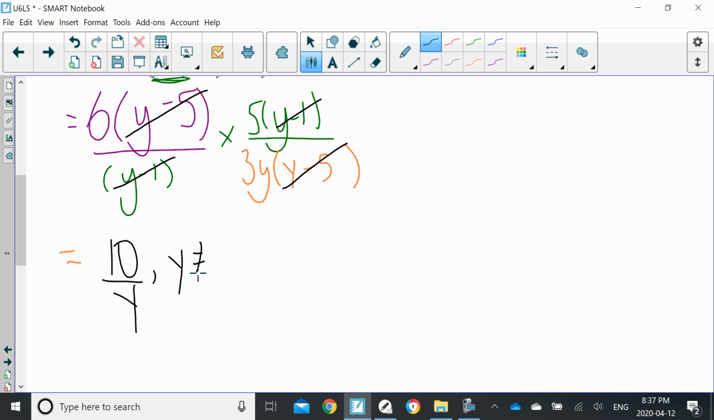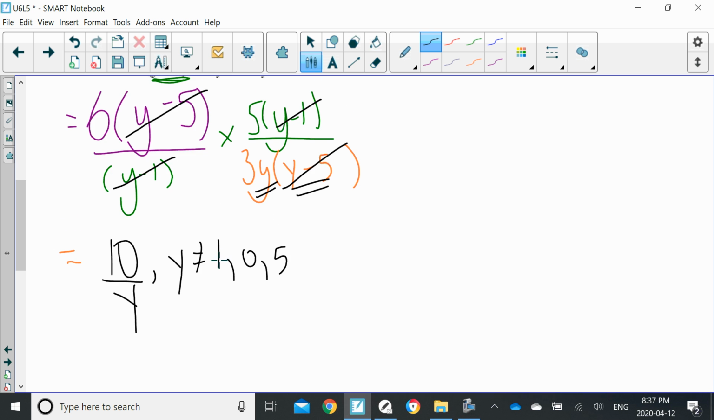So remember that we could never have a 0 in the denominator because you can't divide by 0. So to get your restrictions, you always want to be in factored form. So this restriction, y cannot be equal to 1. This restriction is y cannot be equal to 0. And this restriction is y cannot be equal to 5.